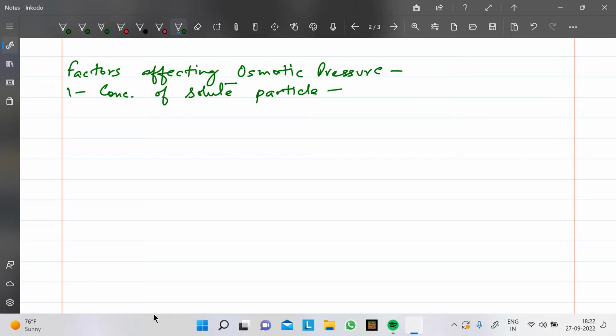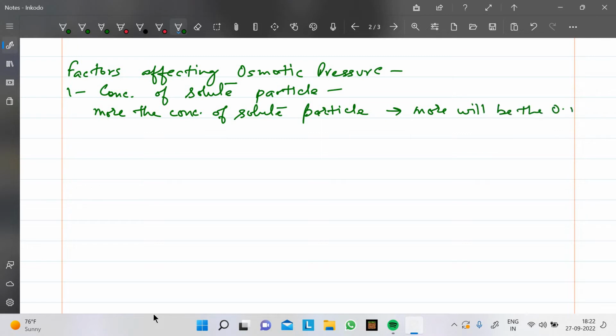As I told you earlier, the more the concentration of solute particles in any solution, the more will be the osmotic pressure, because it requires more water. Its free energy is less than pure solvent, always less than pure solvent. The more the concentration of solute particles, the more will be the osmotic pressure. Second one is ionization of solute.